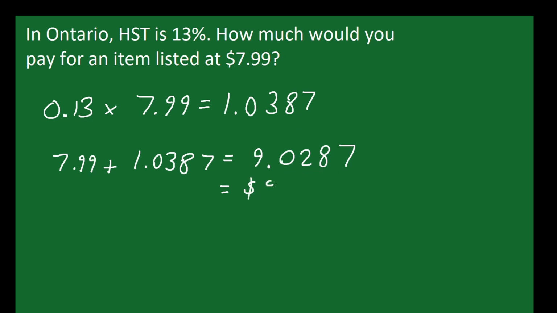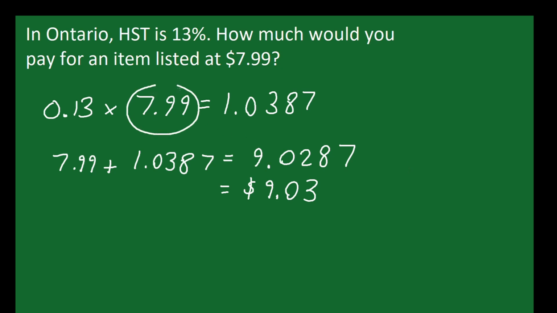So this will be $9.03. So notice that I wait to the very end to round off my answer, right? I don't round this number first and then add them. I wait to the very end just to ensure that my answer is nice and accurate. Now, this is one way you can solve this question. But there's also another method that you can use, which I think is a little bit faster.